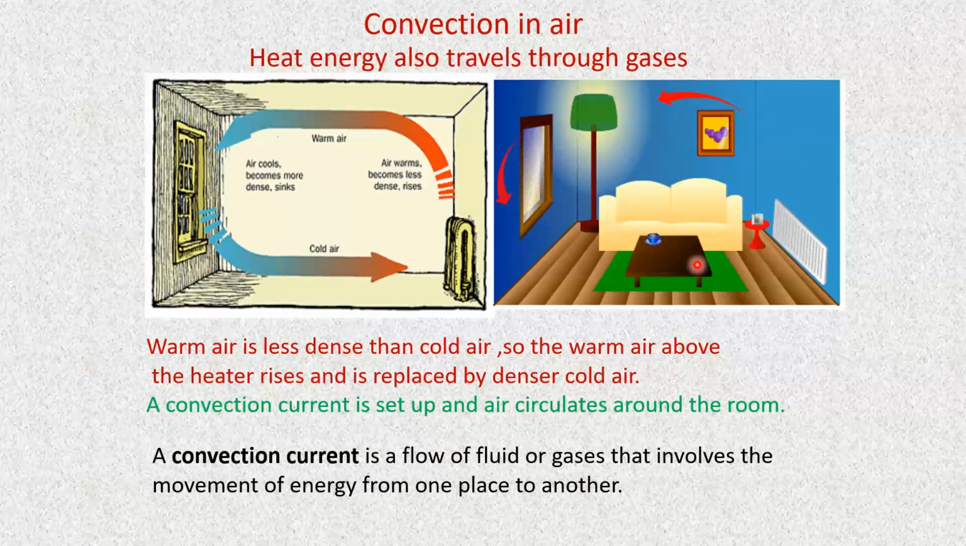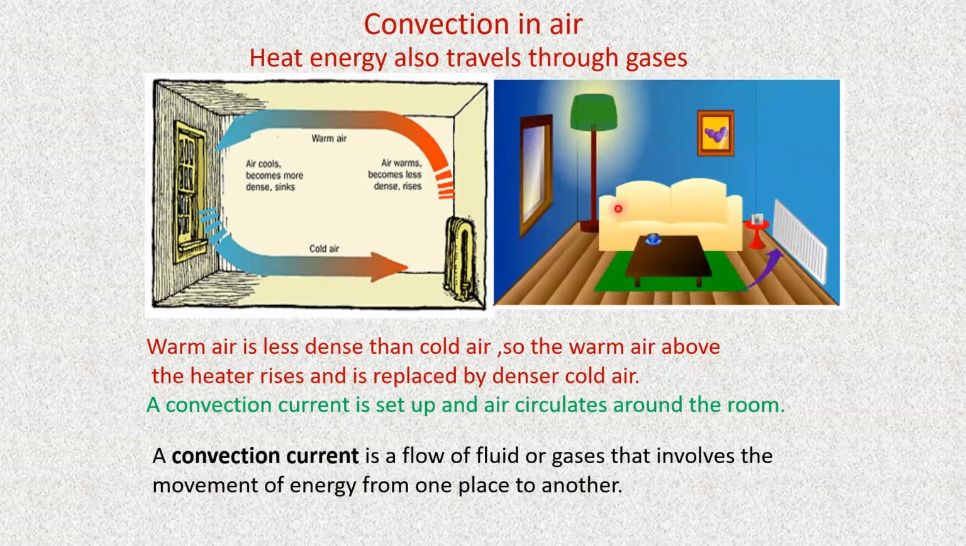Convection in the air. You can clearly see here in this figure that the air is circulating around the room. You can clearly see it comes to the heater and it gets warmer and it will move again, and then the cyclic process will start there.